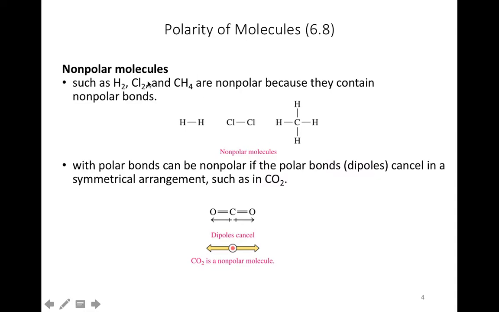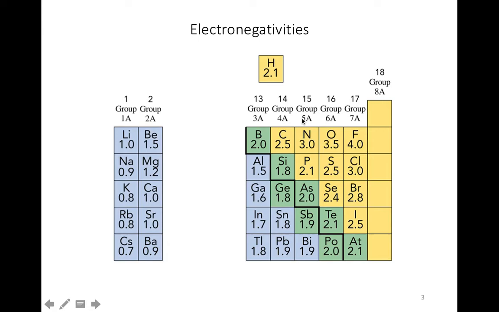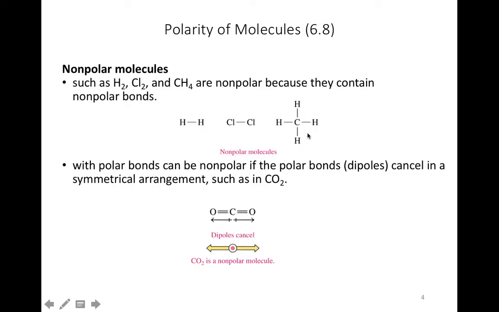Molecules like H2, Cl2, and CH4 are all nonpolar because they only contain nonpolar bonds. I think this is obvious for H2 and Cl2. Hydrogen is obviously the same as hydrogen, so the electronegativity difference is 0. So these two are both going to be nonpolar molecules. In the case of CH4, I have different atoms, but if I look back at my electronegativities, the electronegativity difference between carbon and hydrogen is just 0.4, so the carbon-hydrogen bond is nonpolar, and the molecule overall will be nonpolar.